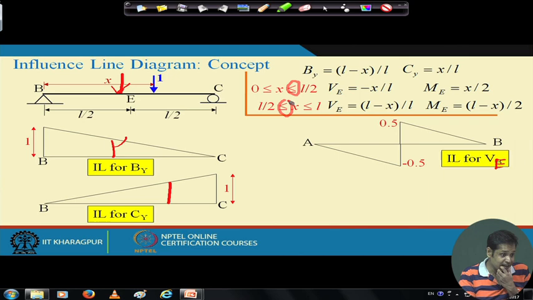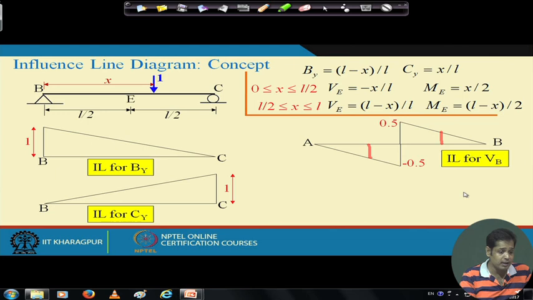Now, again, let us draw similarly. For a given location of the unit load, this value will give us the shear force. If the load is here, this is the shear force. If the load is here, this will be the shear force. Now, similarly, let us find out the influence line for bending moment.